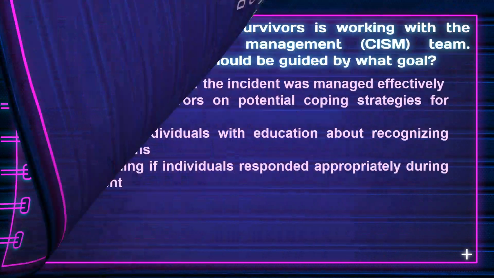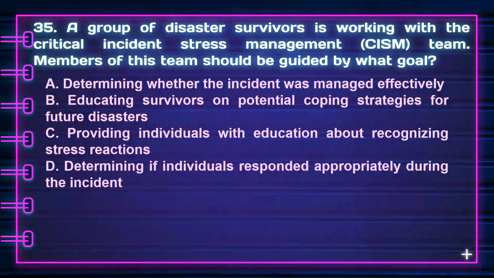Answer A. 35. A group of disaster survivors is working with a critical incident stress management team. Members of this team should be guided by what goal? A, determining whether the incident was managed effectively; B, educating survivors on potential coping strategies for future disasters; C, providing individuals with education about recognizing stress reactions; or D, determining if individuals responded appropriately during the incident. The answer here is letter C, providing individuals with education about recognizing stress reactions.